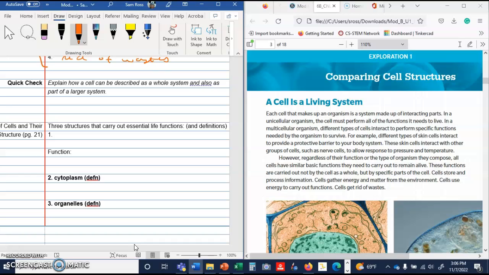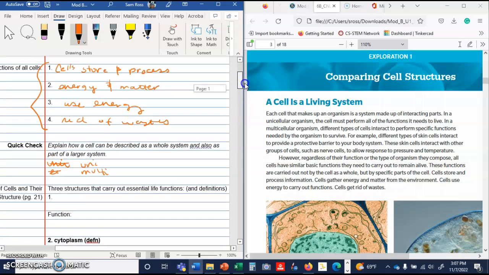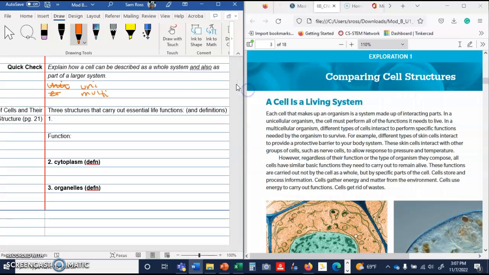So basically what we have here is the definition of unicellular and the definition of multicellular. I think you have it on your lesson 1 notes. However, I will read it again. Cells make up living organisms, both unicellular and multicellular. Unicellular organisms perform all the functions needed for the cell to live. Multicellular organisms are different types of cells performing unique functions to provide for the needs of the whole organism. You're welcome to write all of that out.